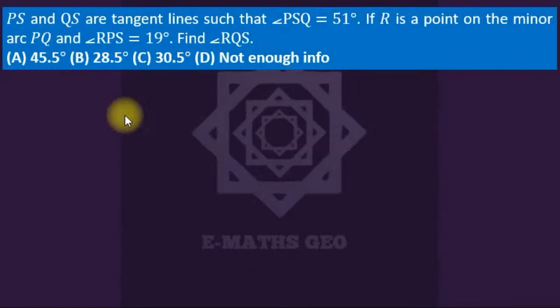EX and QS are tangent lines such that angle PSQ is 51 degrees. If R is a point on the minor arc PQ and angle RPS is 19 degrees, we're asked to find angle RQX. So what I will do, I have to draw a neat diagram first. So let's draw a neat diagram, a circle and tangent lines.